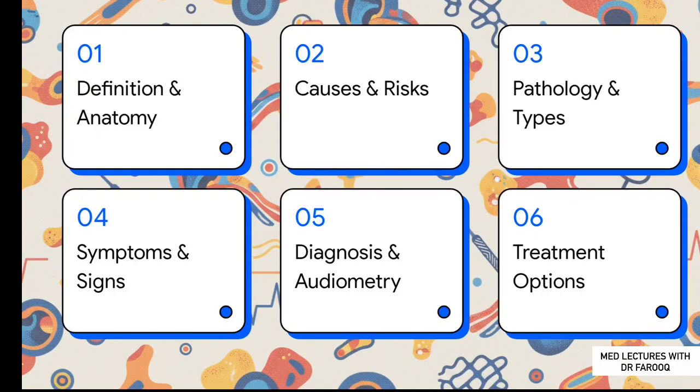But before we solve exactly why that happens, let's quickly map out the structure of today's explainer. Here is exactly what we're covering. Section 1 is definition and ear anatomy. Section 2, causes and risk factors. Section 3 covers pathology and types. Section 4, symptoms and clinical signs. Then we hit Section 5, diagnosis and audiometry. And finally, Section 6, treatment options.